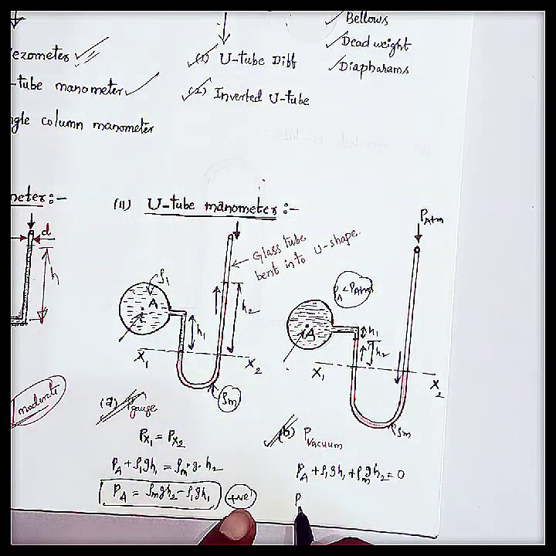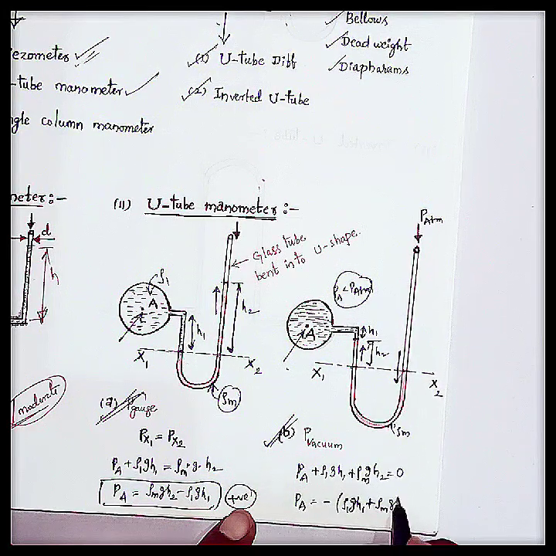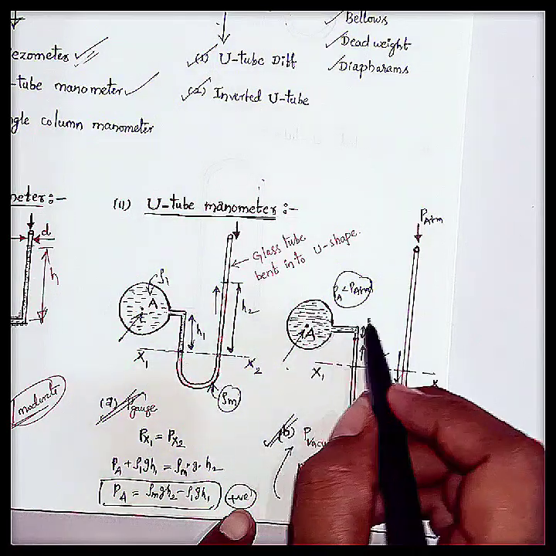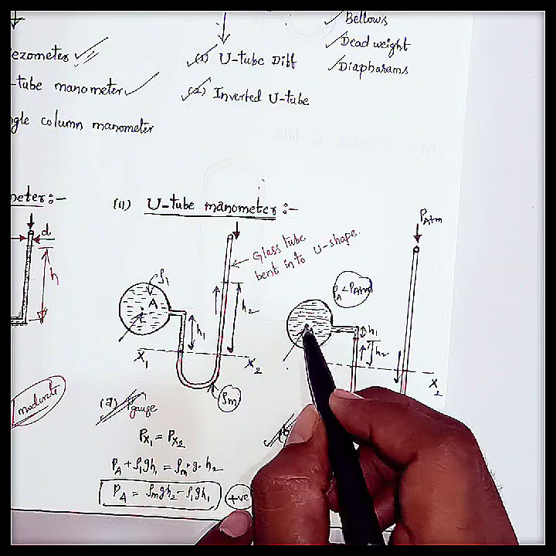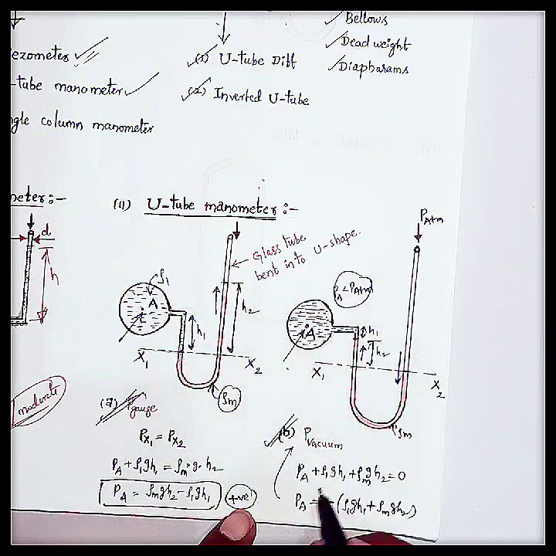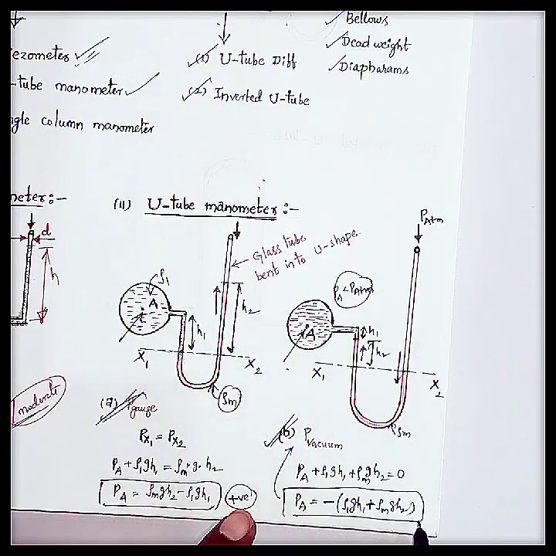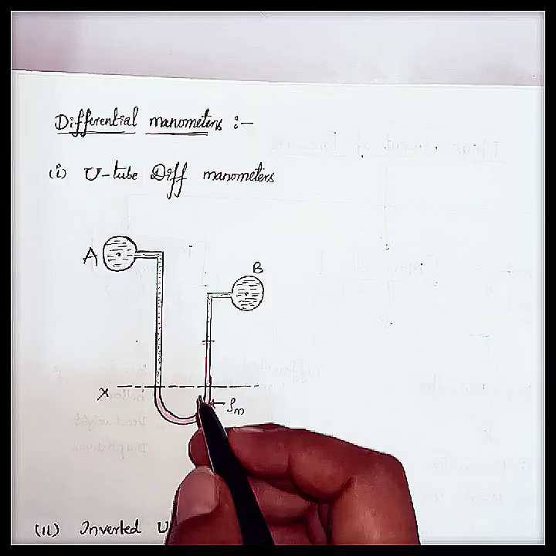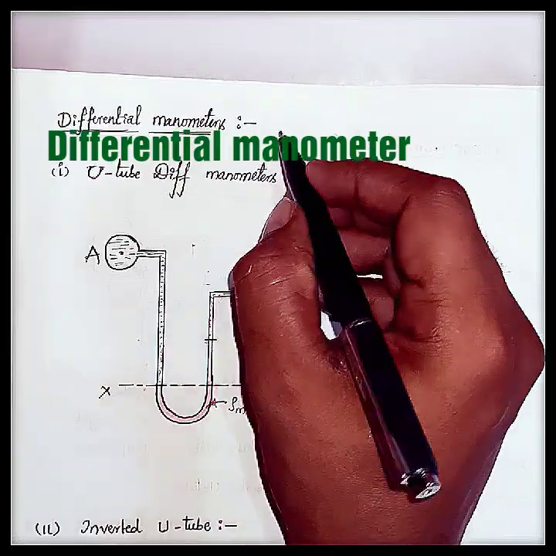Here we want the pressure at point A, which is equal to minus rho 1 g H1 plus rho m g H2. Here the negative sign is nothing but vacuum pressure, that is, the pressure in the pipe is less than the atmospheric pressure. Like this we will calculate with the help of the U-tube manometer for gauge and vacuum pressures. The next one is differential manometers.